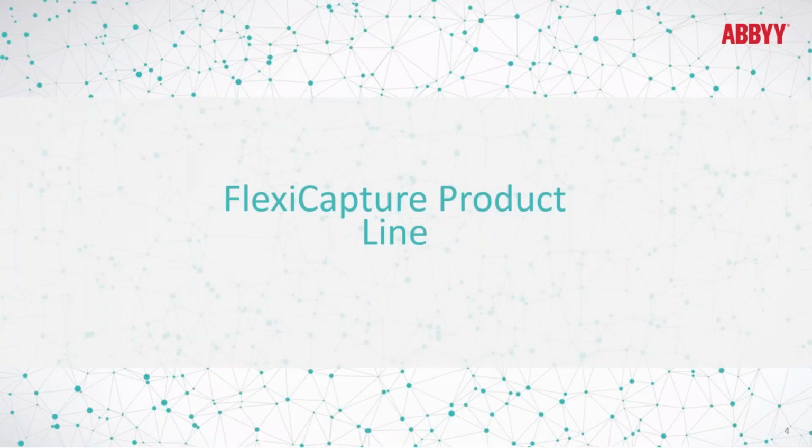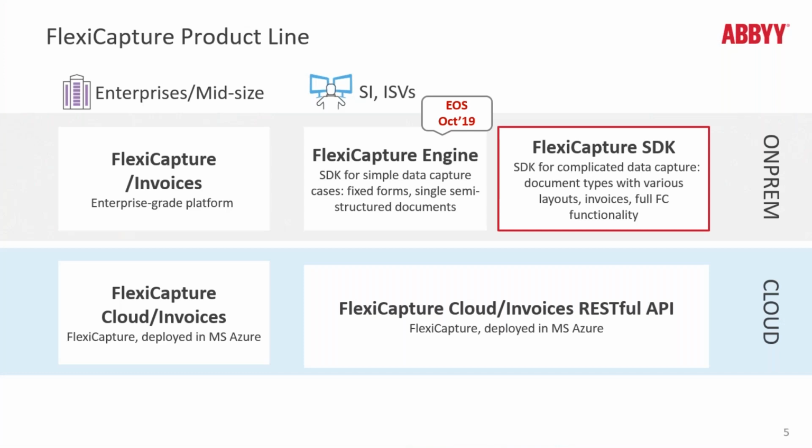So talking about the FlexiCapture product line itself, for those of you who are not familiar with it, our FlexiCapture product line is what we're using for extraction. We're doing field extraction, adding intelligence to content, doing that complex document data extraction. So the product line, you can see what we're targeting: enterprise to mid-size, software integrators, independent software vendors.